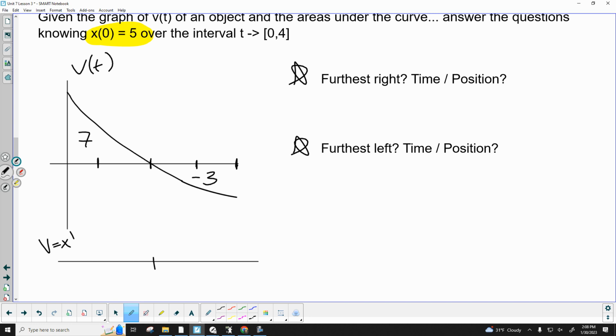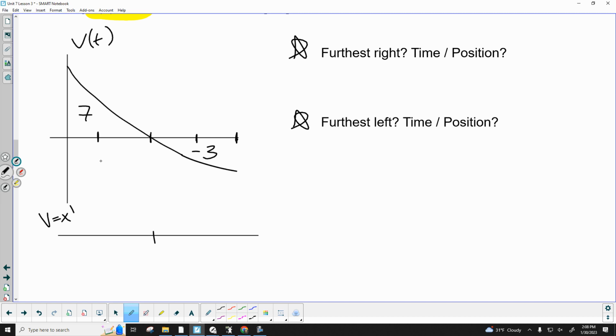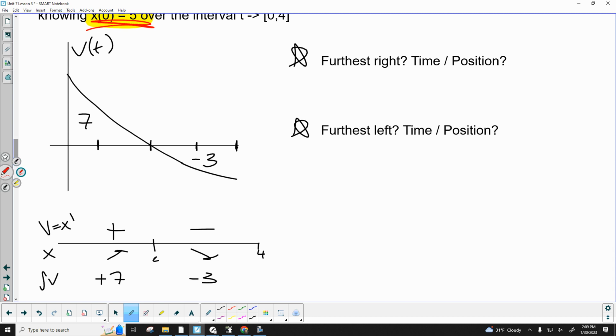I'll just walk you through this one really quickly. Maybe some of you are already there, some of you aren't. Our velocity is positive then negative, which means our position is increasing then decreasing. My position is increasing a total of 7 until time 2, and then it's decreasing 3 from 2 to 4. Don't forget to find your initial position, whether that's at time 0 or at time 4 or somewhere in between, so you know, okay, I started at a position of 5. I increased 7 over the first 2 seconds, so I get to a position of 12. 5 plus 7 is 12. I then decrease 3, and my position at time 4 is 9.